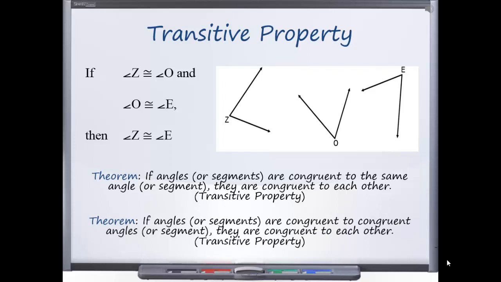And then an extension of that theorem is that if angles or segments are congruent to congruent angles or segments, then they're congruent to each other. So this would be a situation if we had four angles or four segments, and we knew that pairs of them were congruent, then we can conclude that they are all congruent.